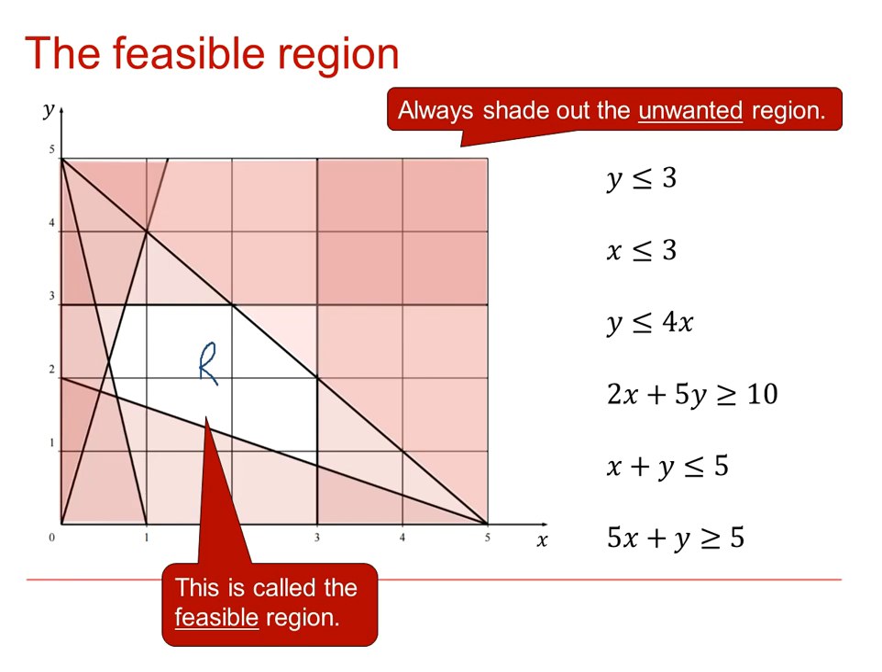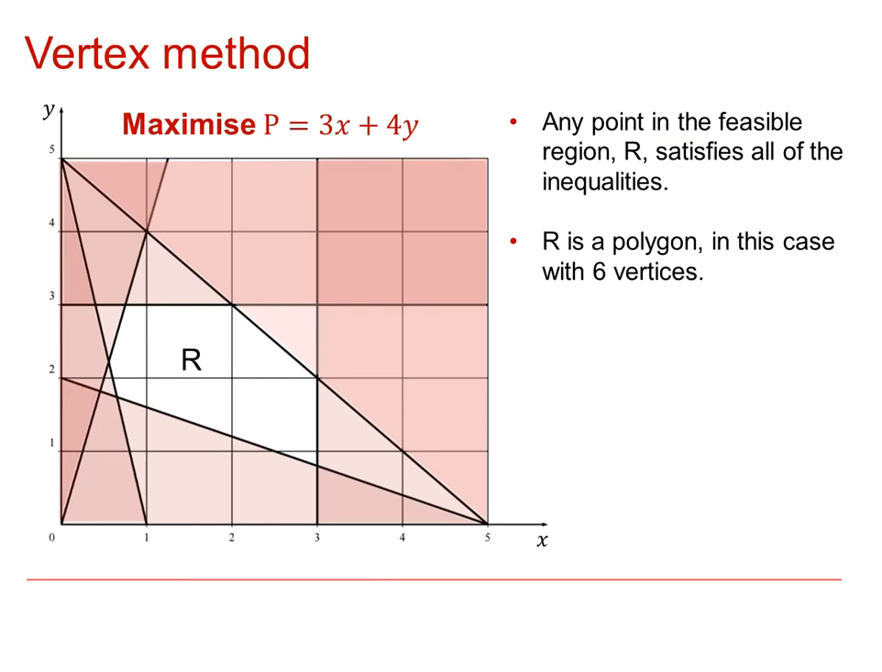Once we've drawn our graph with these regions, we could look at optimizing some function. So for example, let's say that we wanted to maximize P equals 3x plus 4y. In that particular case, we would look at the feasible region, and we would say that the polygon has got 6 vertices here, and the maximizing point must be at one of the vertices.